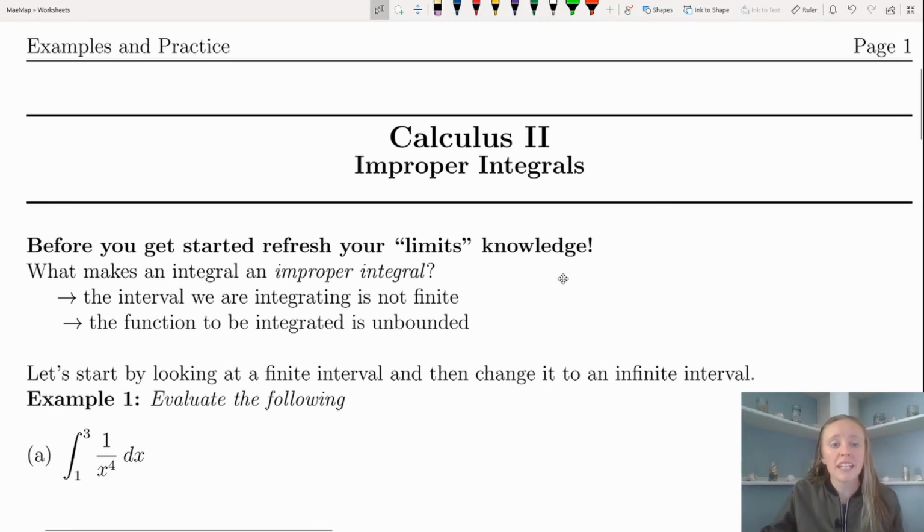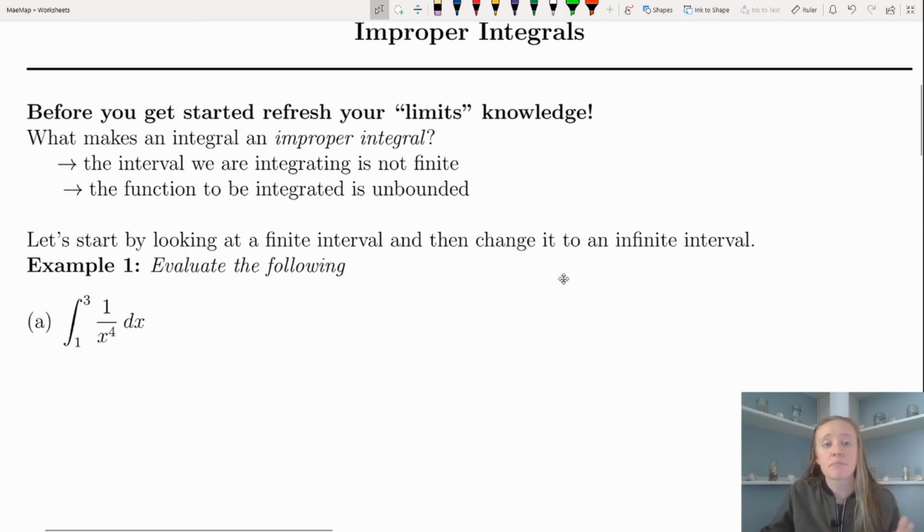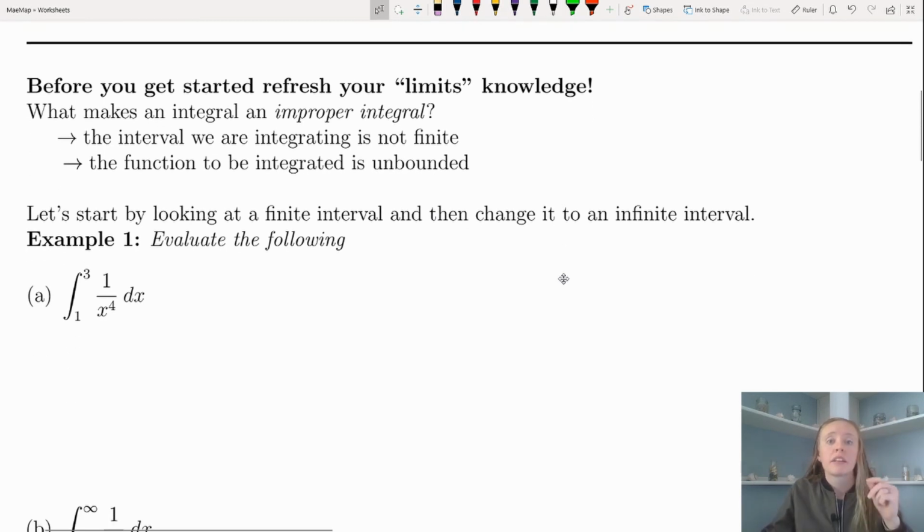Now, what exactly makes an integral an improper integral? Well, there's two cases that we're going to be looking at. The first is that the interval we are integrating is not finite, meaning that the bounds on those integrals, the upper and lower bounds, are either positive infinity or negative infinity. And the second case is that the function to be integrated, that integrand, is unbounded. We'll discuss that more once we get into an example.